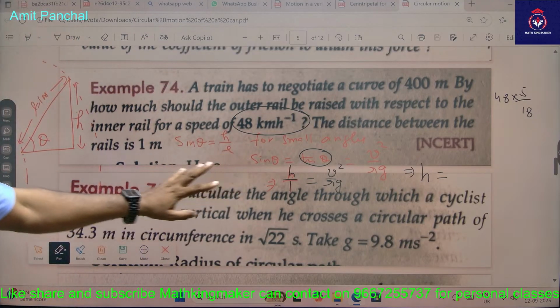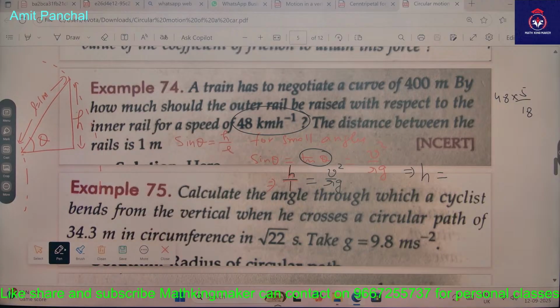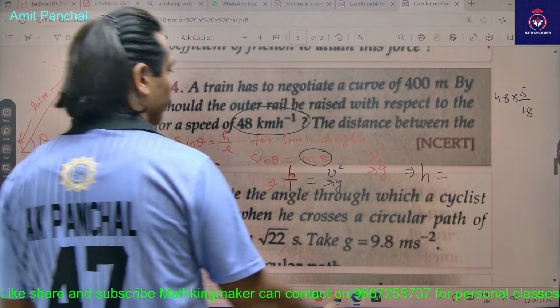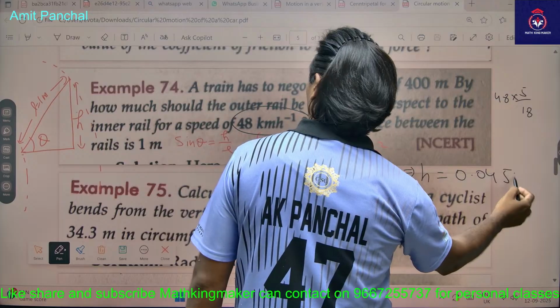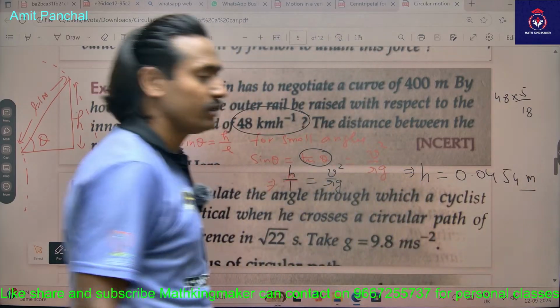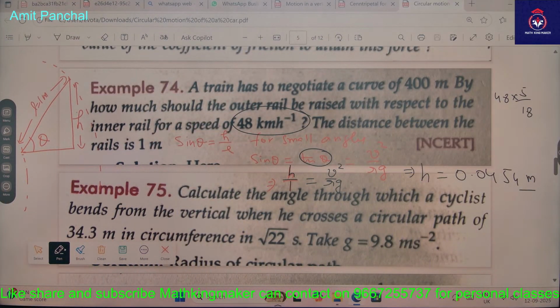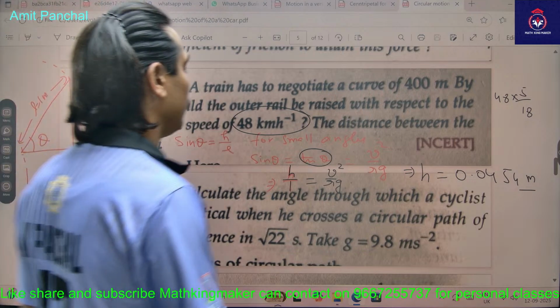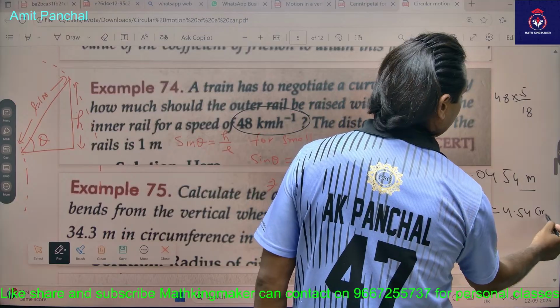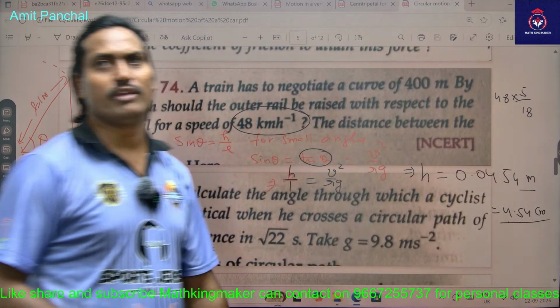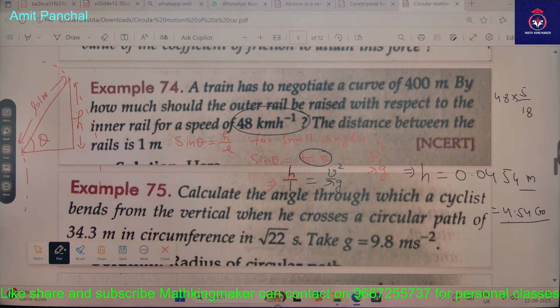After putting everything into the formula, you can find out the value of h. That will be 0.0454 meter. That is a very small value, isn't it? That means it is 4.54 centimeter. That small a value it is.